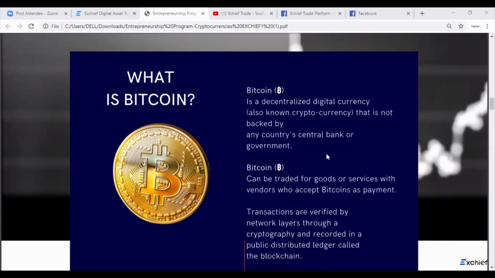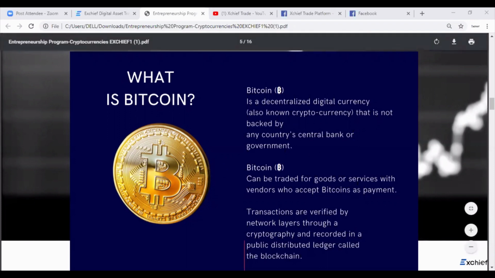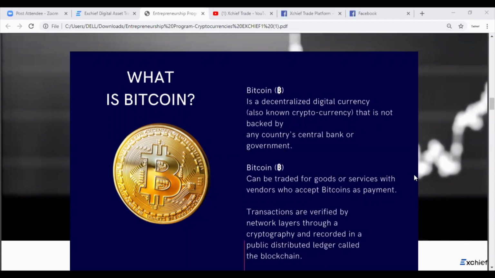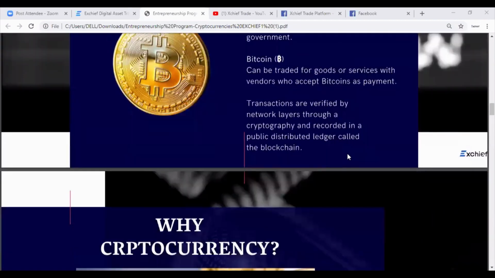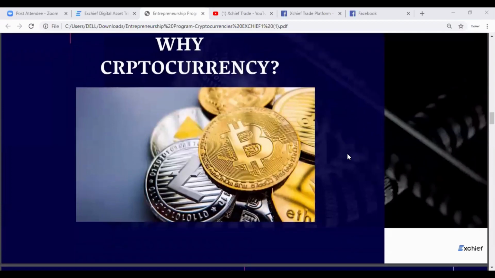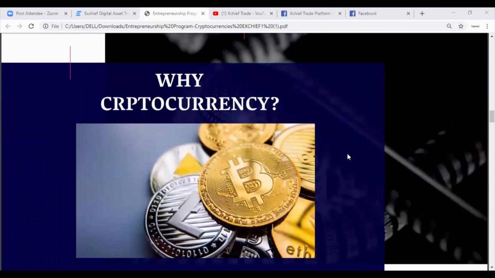And most Bitcoin transactions are actually verified on a network layer through cryptography. That's the method by which Bitcoin was created. And it's distributed on a ledger called the blockchain. Now, we will ask ourselves, why cryptocurrency?